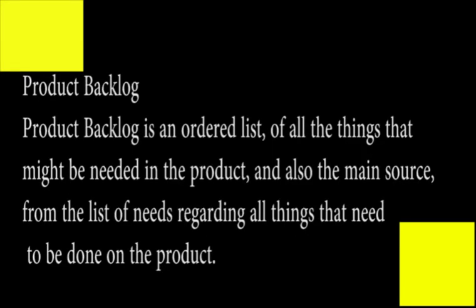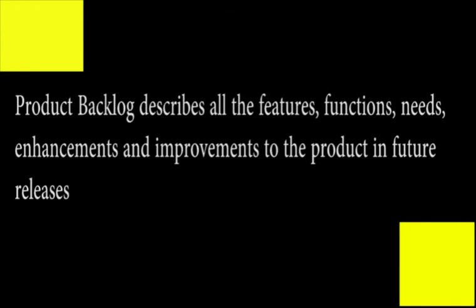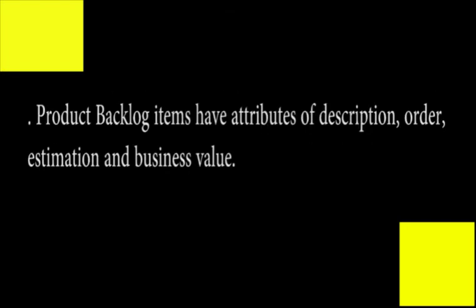Product backlog is an ordered list of all the things that might be needed in the product and also the main source of the list of needs regarding all things that need to be done on the product. The product owner is responsible for the product backlog, including its contents, availability and order. Product backlog describes all the features, functions, needs, enhancements and improvements to the product in future releases. Product backlog items have attributes of description, order, estimation and business value.